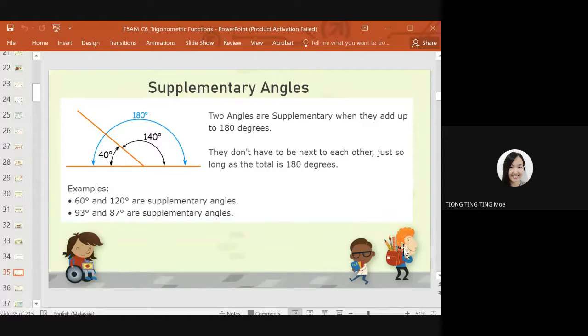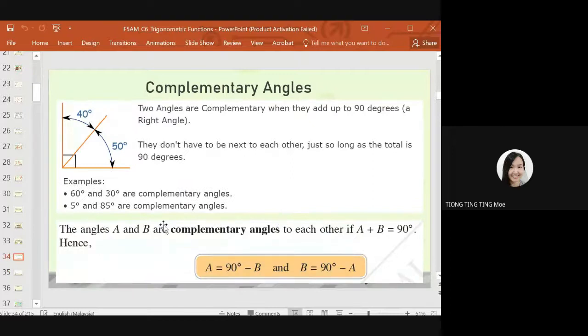Then another type of angle is supplementary. What is the difference between complementary and supplementary? Supplementary is when the total of the two angles is 180. If the total is 90, they are complementary. But if the total is 180, then this is supplementary. But for this chapter, we don't learn about supplementary. We learn about complementary angles only.